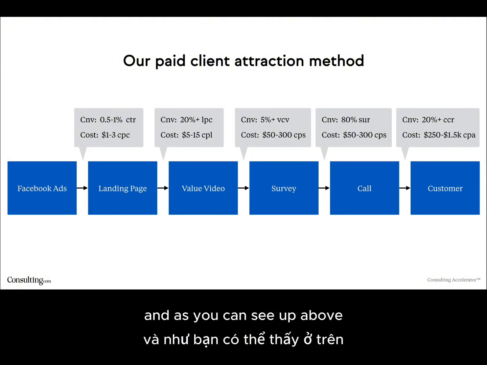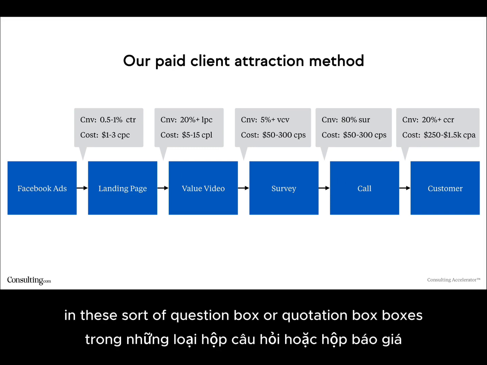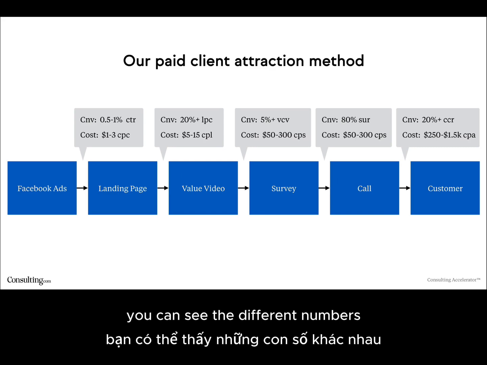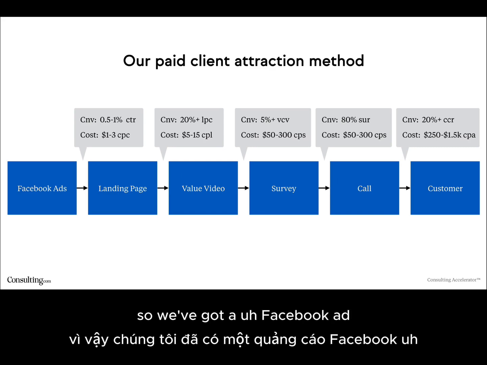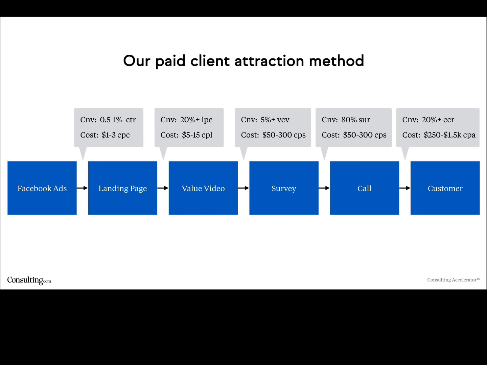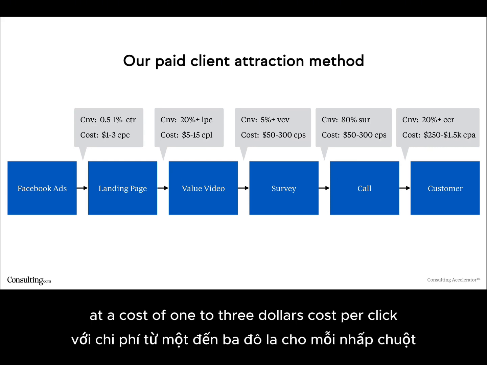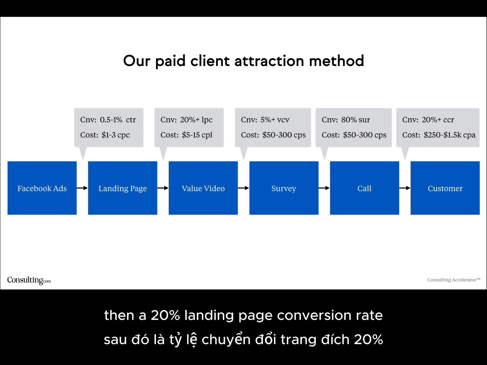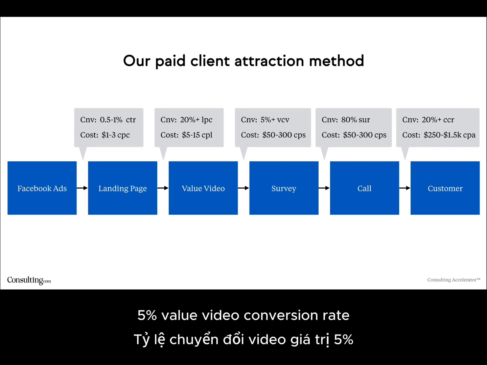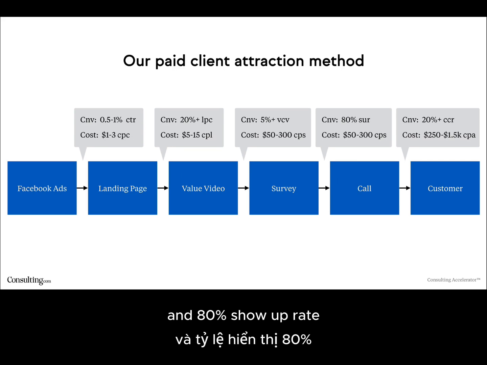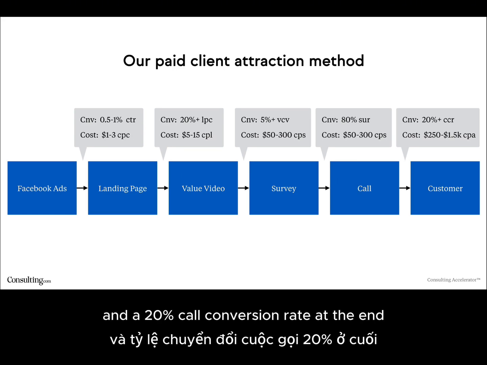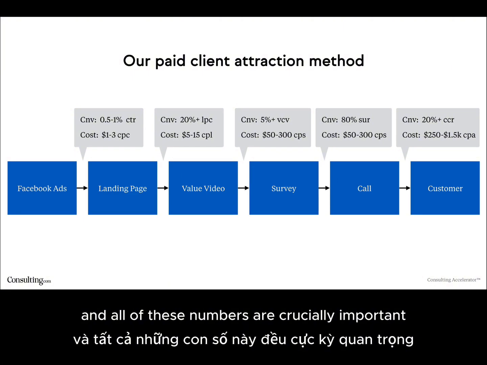And as you can see up above in these question boxes or quotation boxes, you can see the different numbers. So we've got a Facebook ad click-through rate of 0.5 to 1% at a cost of $1 to $3 cost per click. Then a 20% landing page conversion rate, 5% value video conversion rate, an 80% show-up rate, and a 20% call conversion rate at the end. And all of these numbers are crucially important.